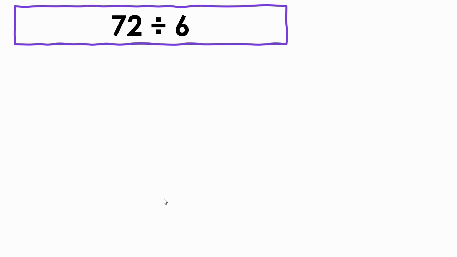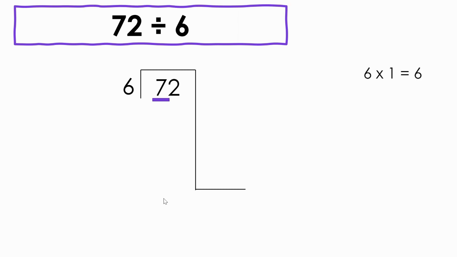Let's try another one. Here we have 72 divided by 6. Well, we know that the dividend, or our first number, goes on the inside, and the divisor, or the 6 in this sentence, goes on the outside. So we have 72 divided by 6. We're going to look at our biggest place value, which is the tens place in this number, and there's a 7 in the tens place. So we're going to list out our multiples of 6 to see how close we can get to 7 without going over. 6 times 1 is 6.